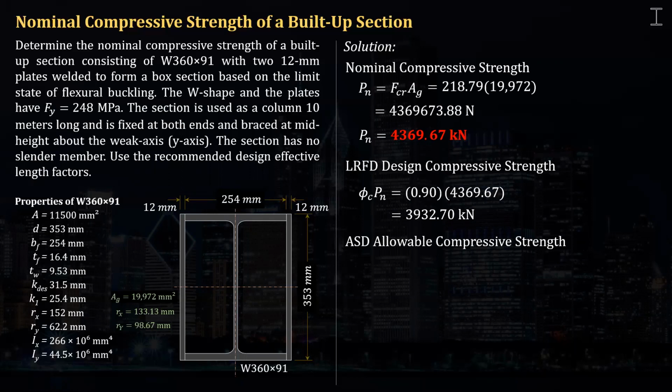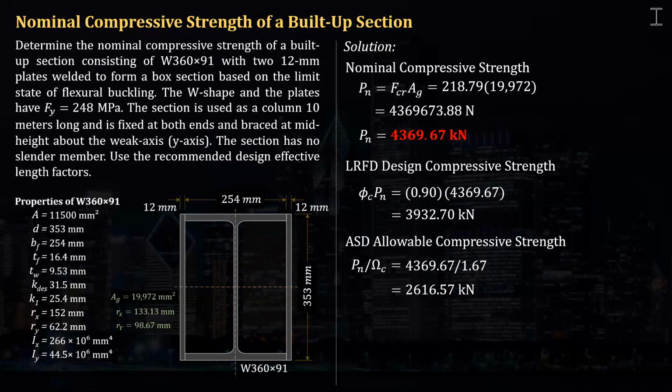Now, what if the question is, what is the ASD allowable compressive strength? So if this is the question, we just have to divide this Pn by the factor of safety. The factor of safety is just equal to 1.67. So dividing it by 1.67, the quotient is this. This is the allowable compressive strength for ASD, 2616.57.